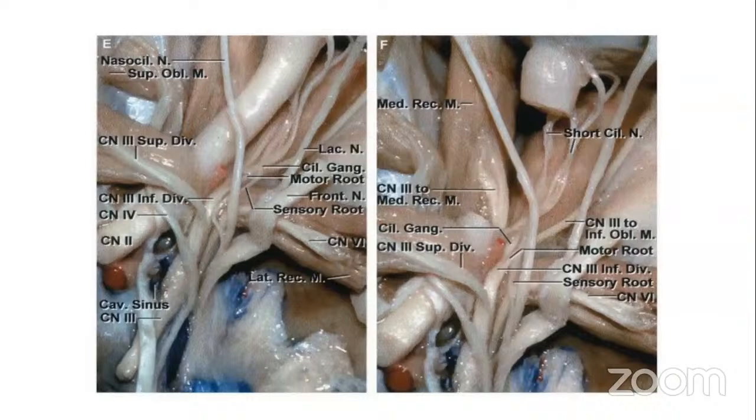The nasociliary nerve arises from the medial surface of the ophthalmic nerve and gives rise to the sensory root of the ciliary ganglion. So here is the sensory root of the ciliary ganglion. A short ciliary nerve arises from the ciliary ganglion and enters the globe around the optic nerve.